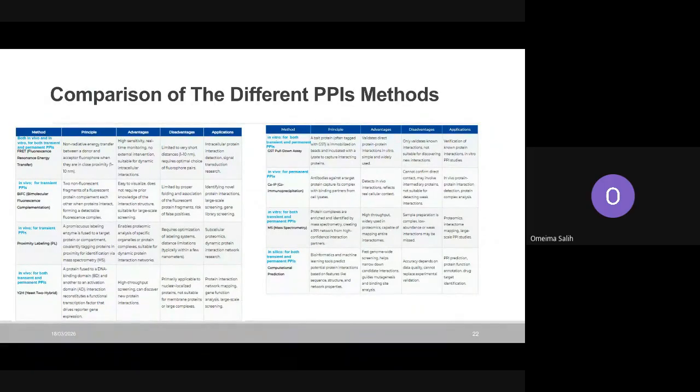Again, there is another in vivo method, and this tests both transient and permanent interactions. It's called the yeast two-hybrid method. And again, this uses the transcription processes within the yeast cell. And we call it in vivo because we are using yeast cells. And this tests protein interaction network mapping.